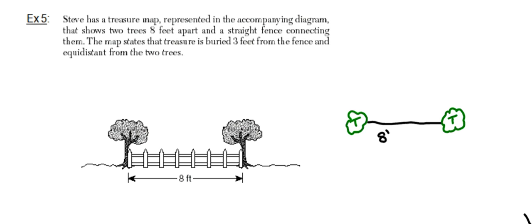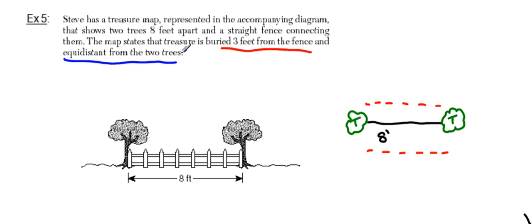So our treasure needs to meet 2 criteria. It needs to be buried 3 feet from the fence. So if this is my fence, 3 feet from the fence might be 3 feet on this side of the fence and 3 feet on that side of the fence. And at the same time, the second criteria that needs to be met is this treasure needs to be equidistant from the 2 trees. So there's a point there that's equidistant, a point there that's equidistant, all these guys going up and down. This blue dotted line would be points that are equidistant from those 2 trees.